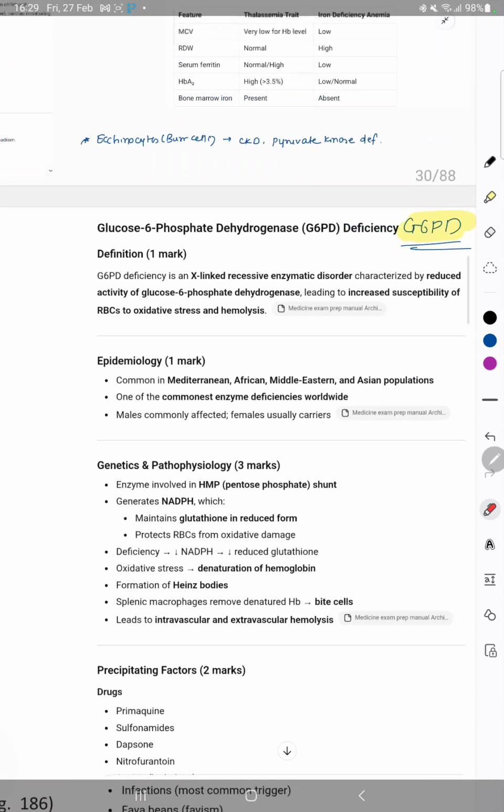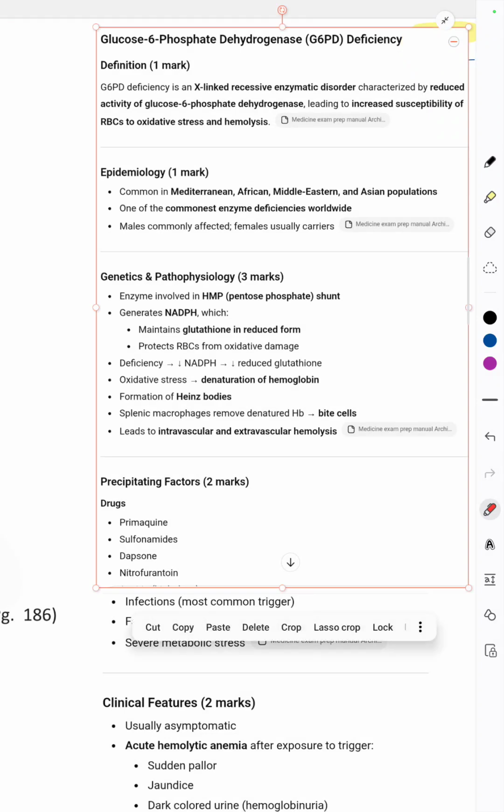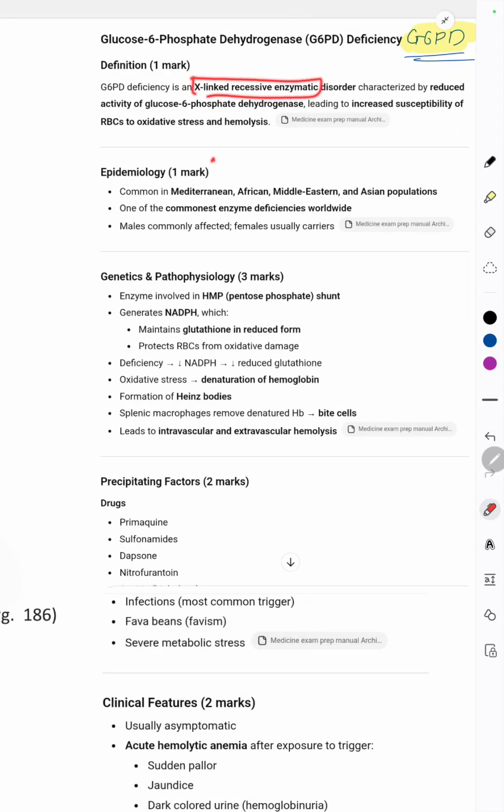Then the next is going to be G6PD deficiency. Glucose-6-phosphate dehydrogenase deficiency is an X-linked recessive disorder. It is characterized by reduced activity of the glucose-6-phosphate dehydrogenase enzyme, which is required for maintaining the levels of glutathione inside the body, because of which the RBCs are prone to oxidative stress and hemolysis.